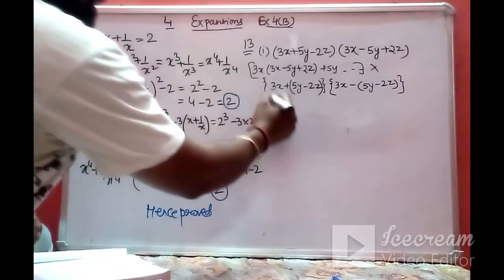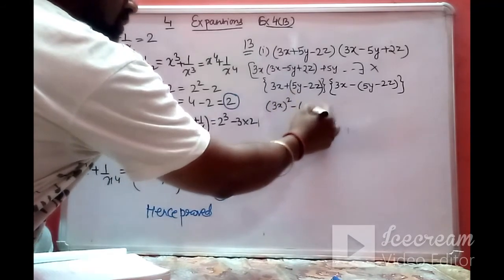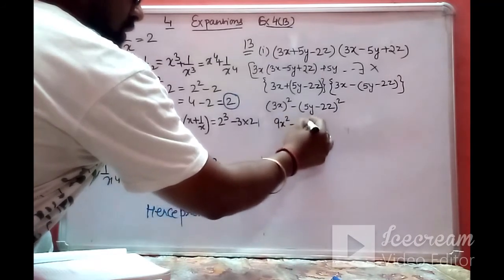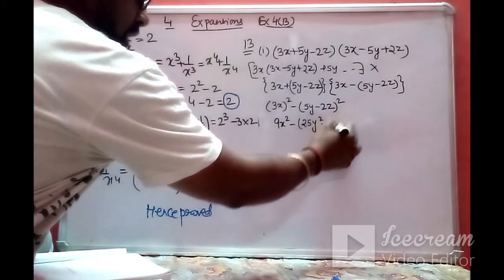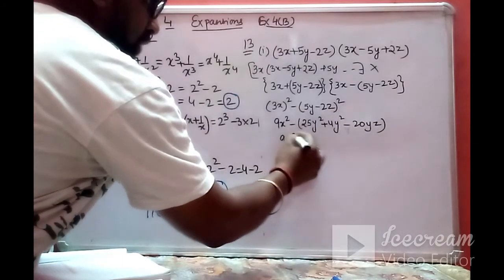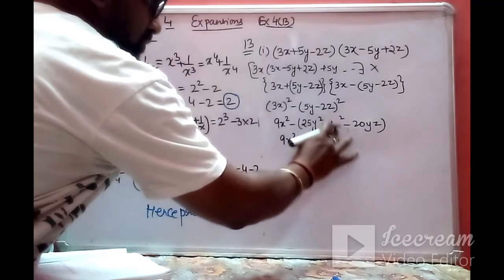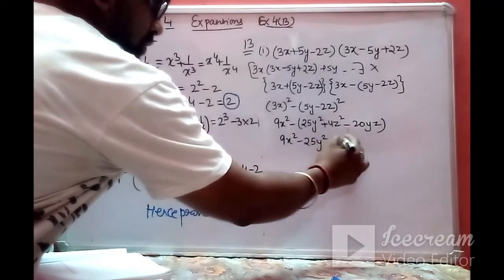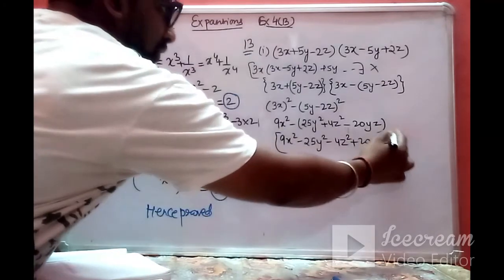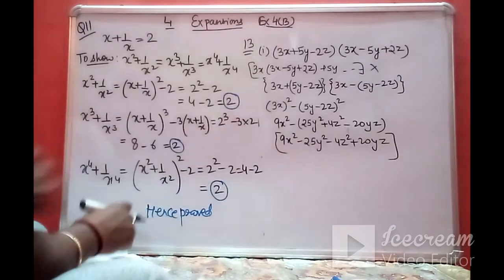Now we can use the identity a square minus b square. So this is 9x square and this is 25y square, 4z square minus 20yz. So finally, what I got, I will get the answer as 9x square minus 25y square minus 4z square plus 20yz. See how in a very short period of time we are able to get the answer just by using the concept of identity.